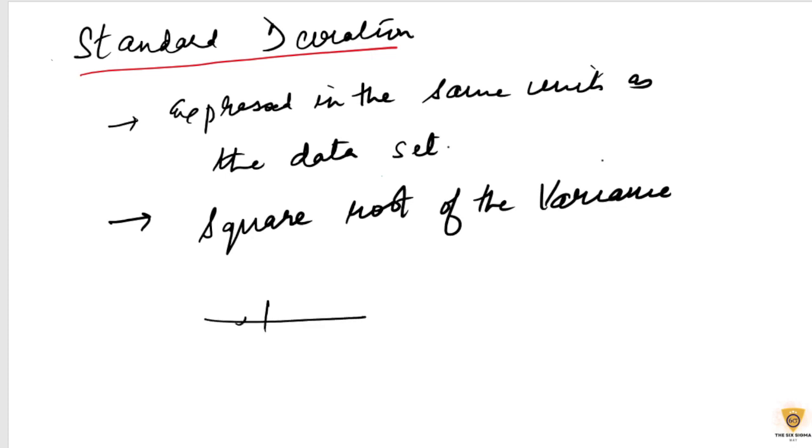So if we see, the data is spread, and this is a low spread of the data, right?